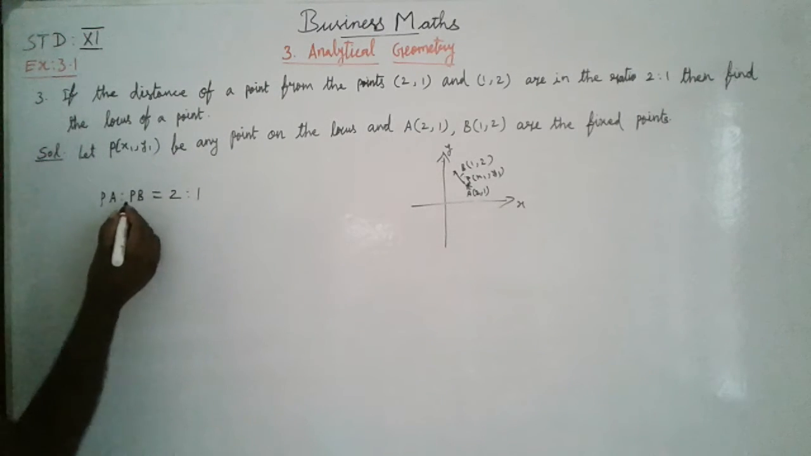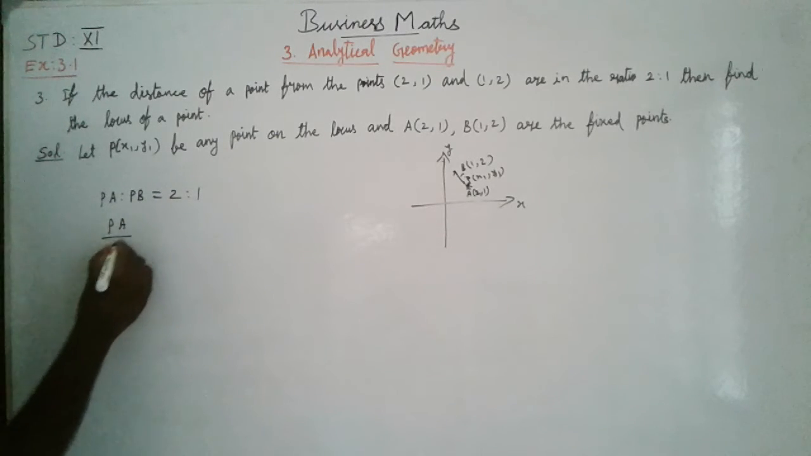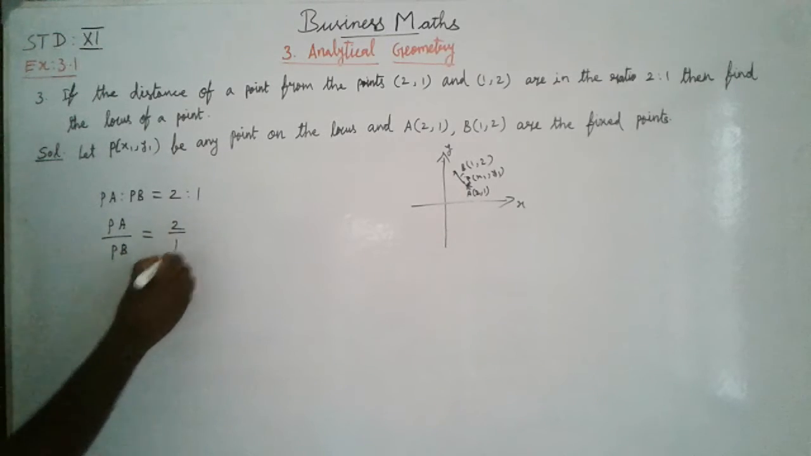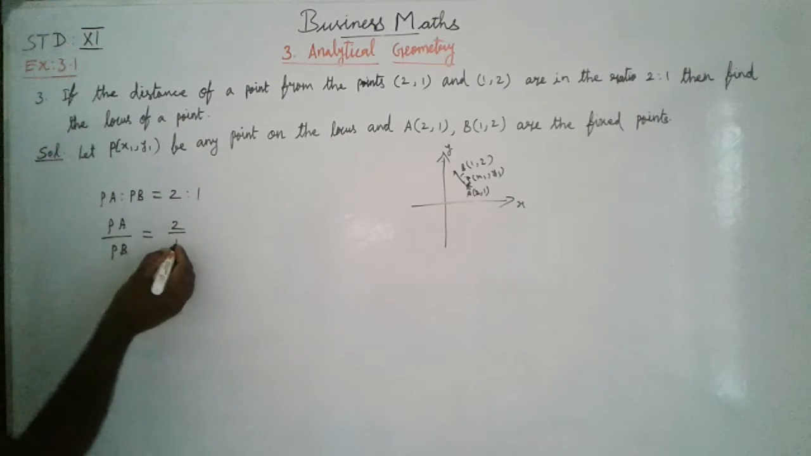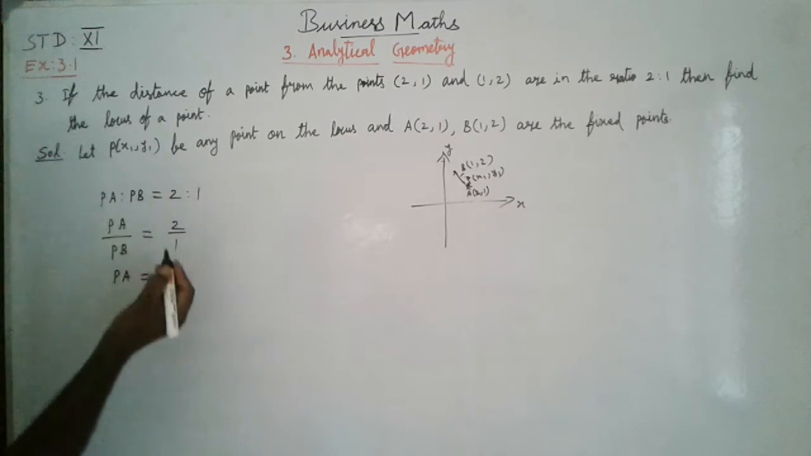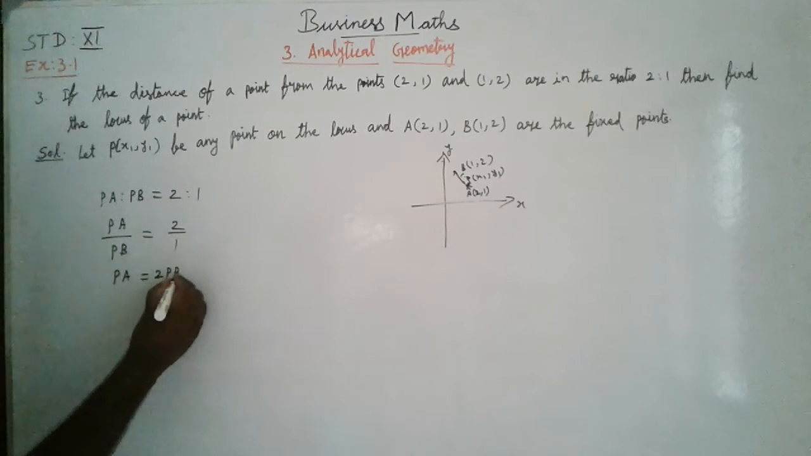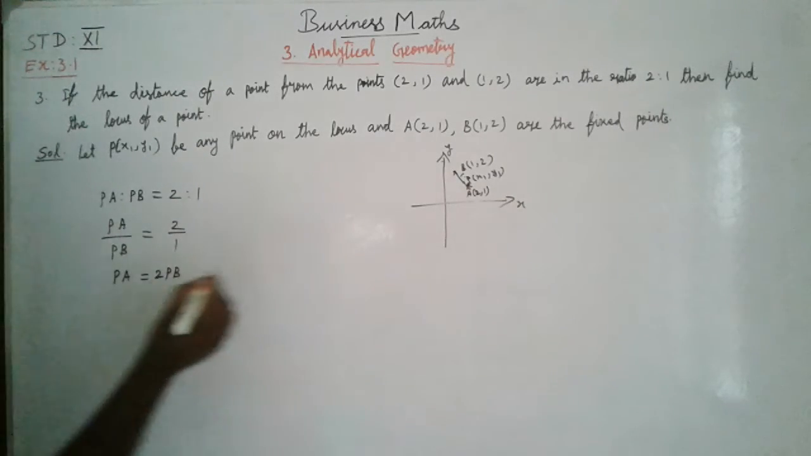Okay, so then we should find out PA divided by PB equal to 2/1. The ratio we should write like this: PA divided by PB is equal to 2 divided by 1. Now cross multiply. PA equals 1 into PA, PA. 2 into PB is what? 2 into PB.